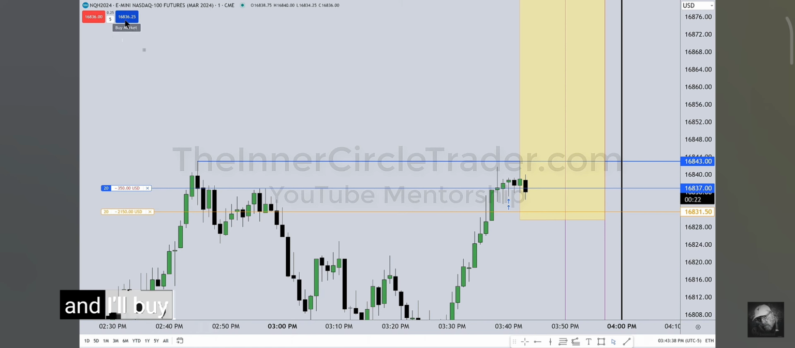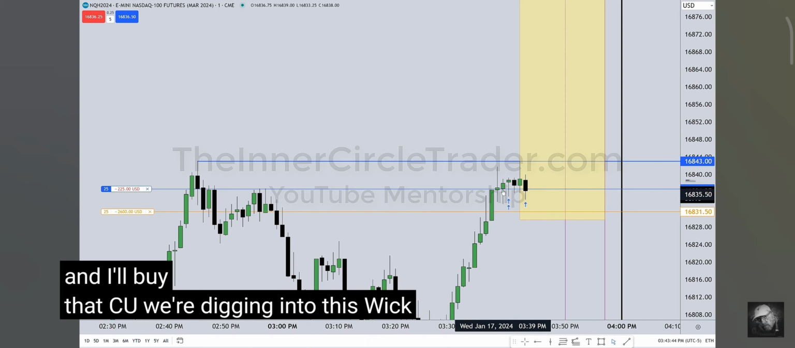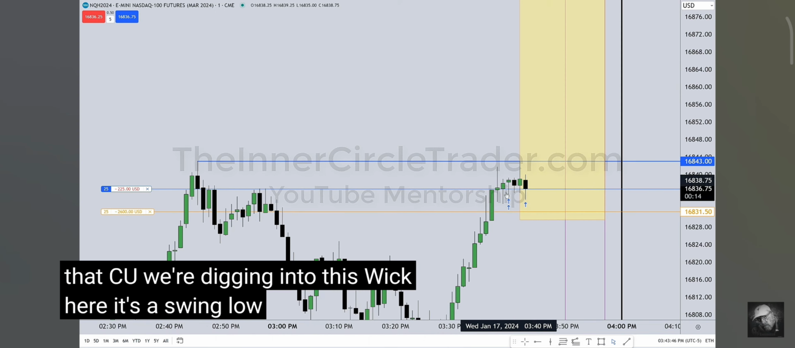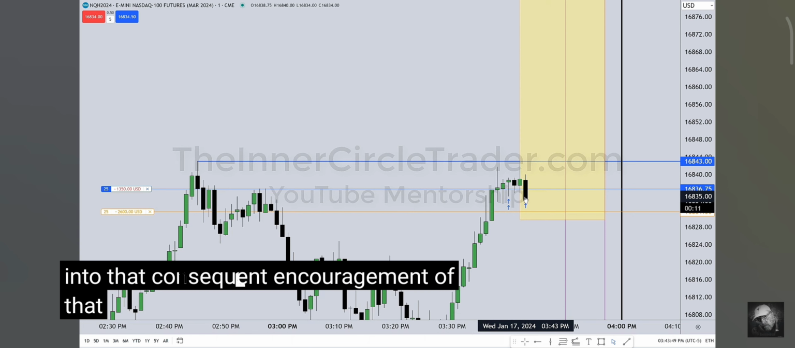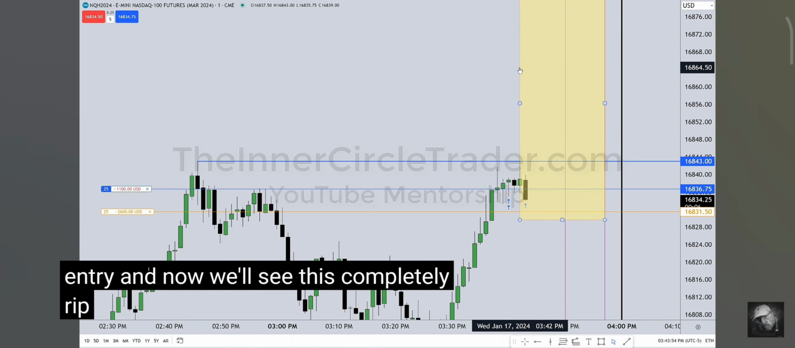And I'll buy that. Because we're digging into this wick here. It's a swing low. So we're digging into that consequent encroachment of that. That's what I was aiming for as an entry. And now we'll see this completely rip and go higher.